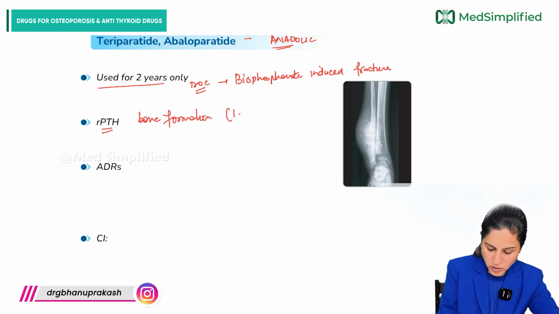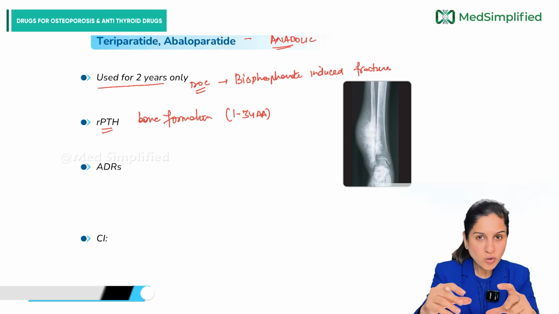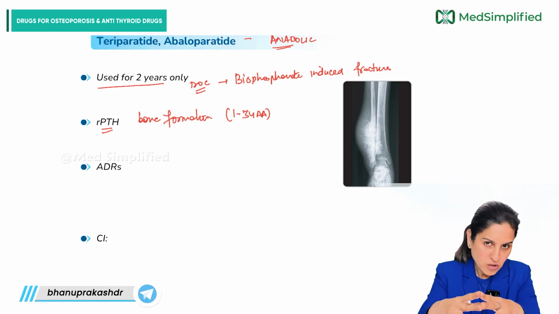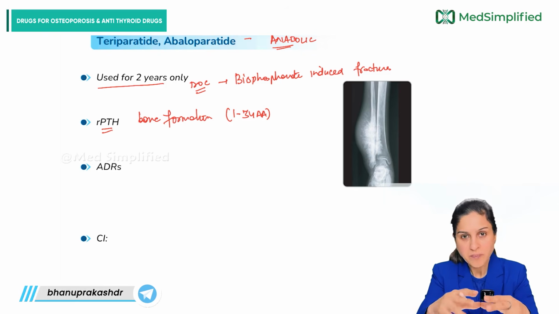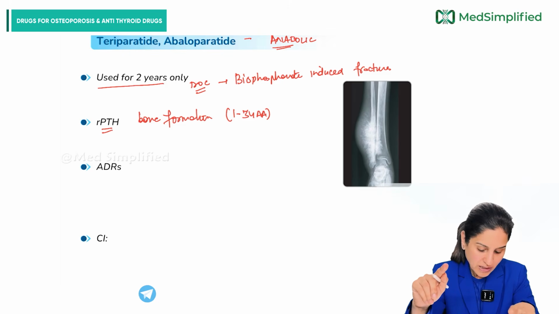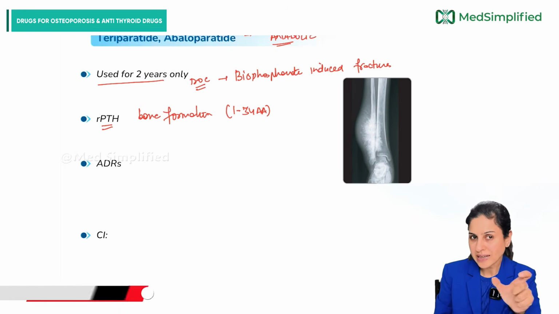It consists of the amino acids 1 to 34 from the parathyroid hormone. Whenever parathyroid hormone is given in low dose and in intermittent fashion, it always leads to increase in the formation of the bone. But whenever you give this drug in continuous fashion, then it is going to cause increase in resorption. So here we are giving it intermittently also, and the first 34 amino acids only are taken from the parathyroid hormone.